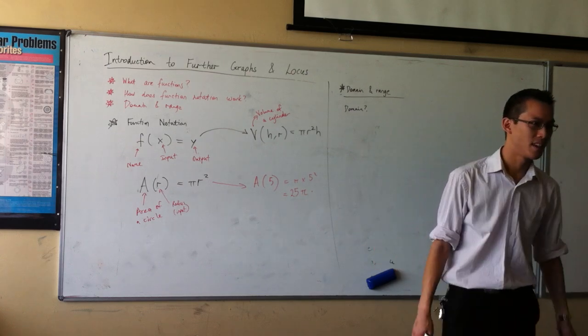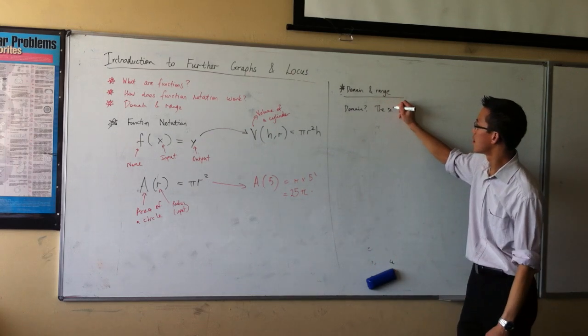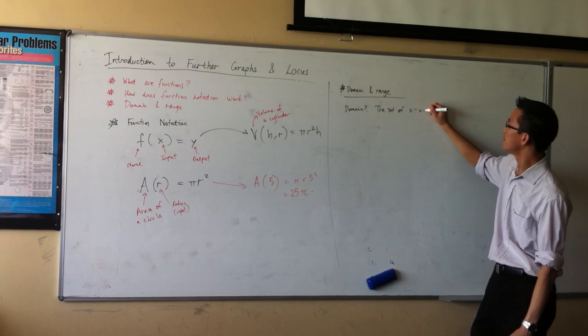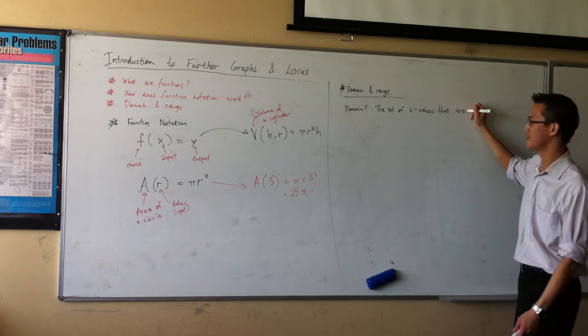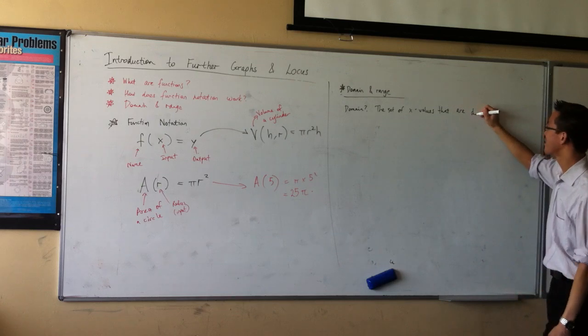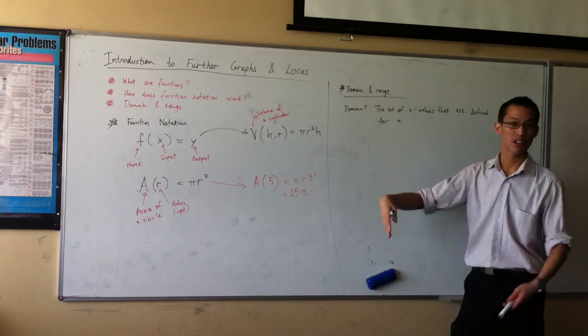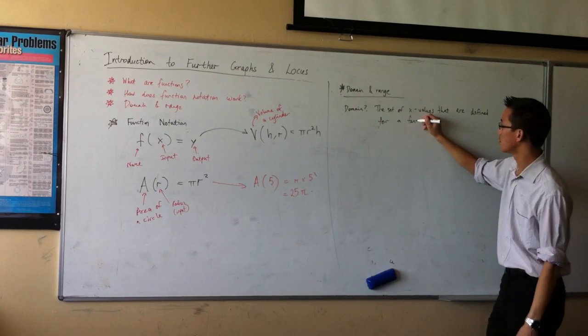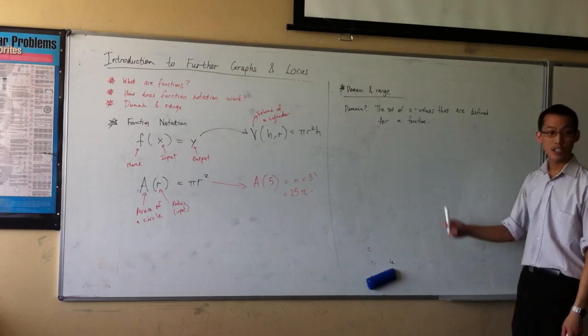Yeah, Ravi. It's the set of x values which is defined for a graph. The set of x values that are, plural, yes, good English, defined for, and let's go with the language we've been talking about, so I'm going to say a function. For a function. Okay, I think this is pretty good.